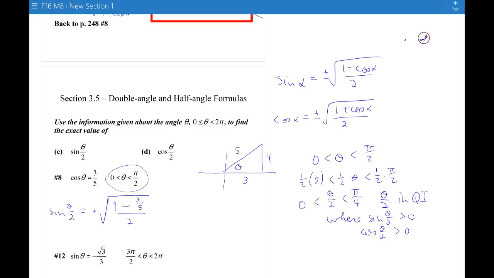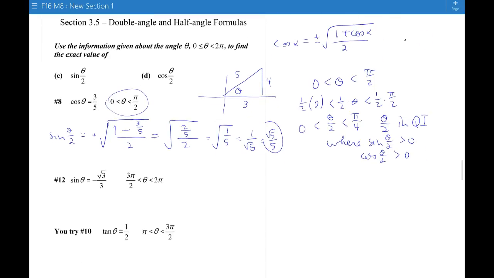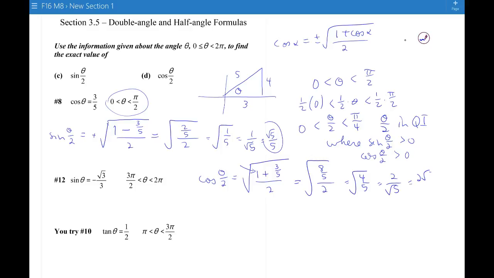then over 2. So I'm going to get 1 minus 3/5 on the top. So that's 2/5 divided by 2, which is 1/5 in a square root. So 1 over root 5 or root 5 over 5. So that is the sine of the half angle. And then the cosine of theta over 2 is going to be the square root of 1 plus the cosine, 3/5, over 2. So 5/5 and 3/5 is 8/5 over 2, which is 4/5 inside the square root. So 2 over root 5 or 2 root 5 over 5.